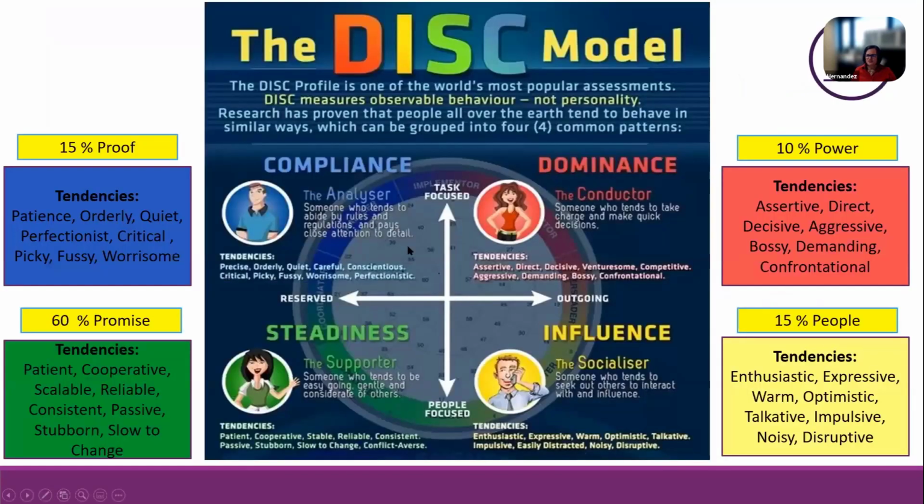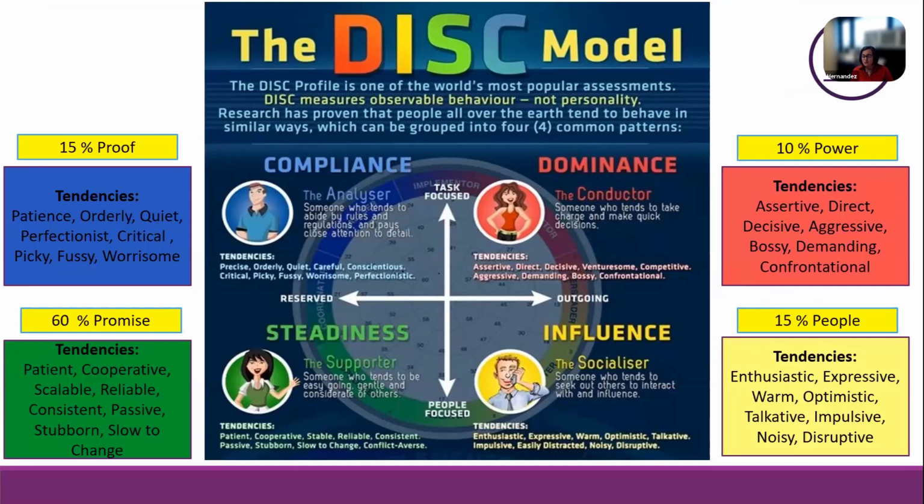So again, these are just some colors, and we're going to start with the D. It's the top right. The D on the right side of the graph stands for dominance. Okay. The conductor. They tend to take charge, make quick decisions. Now, the box on the right, the red box, you'll notice some things, the tendencies.